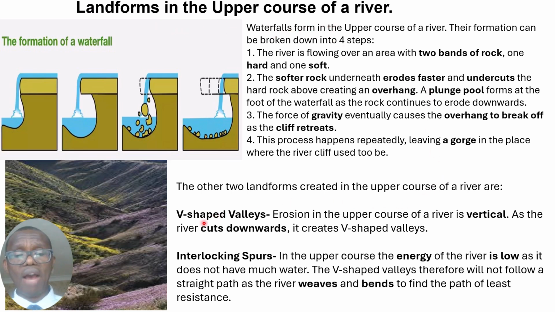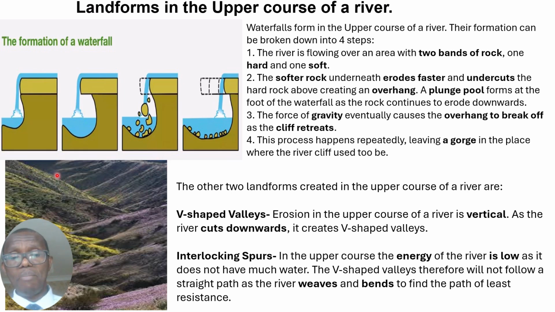Then we also have V-shaped valleys. So the river water at this stage does not have as much energy, but the energy that it has will be used for vertical erosion. So it's going to be eroding downwards, and because of that downwards erosion, you're going to end up with a V-shaped valley, okay, as you can see up here.